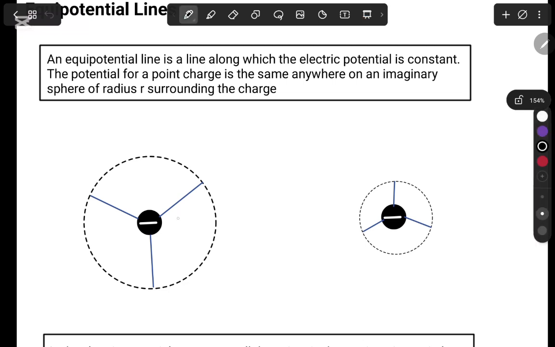The reason is because this distance r, this distance r, and this distance r are all the same thing, right? In this example, they're all the same. In this example, they're all the same respectively.